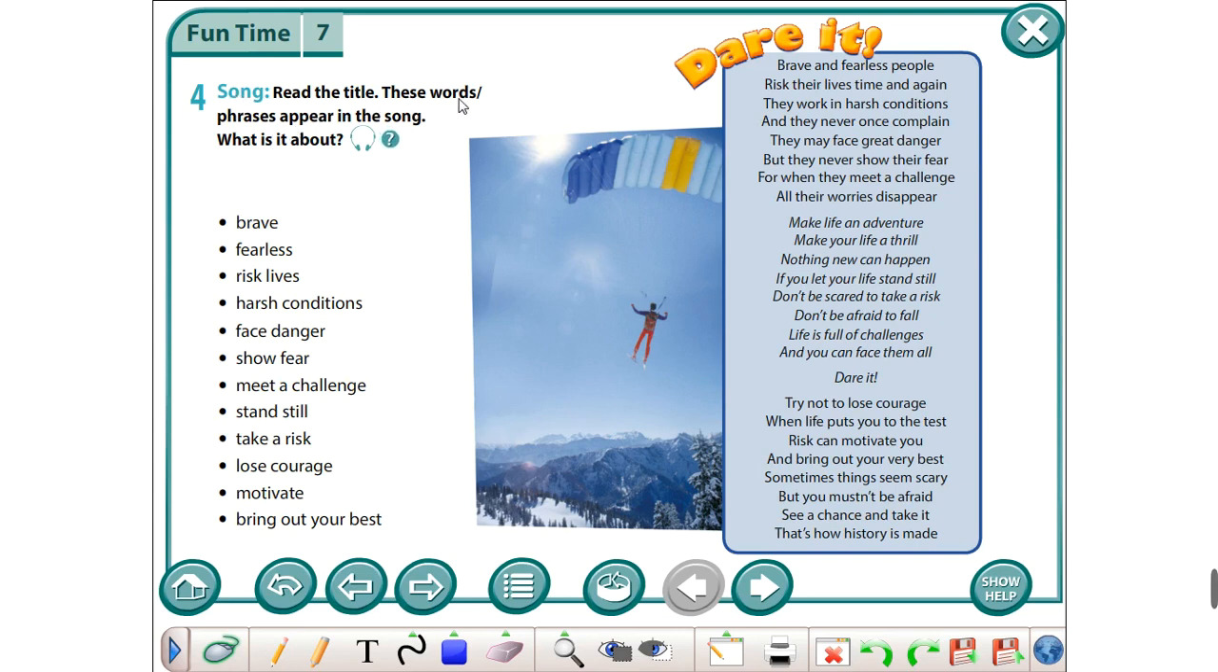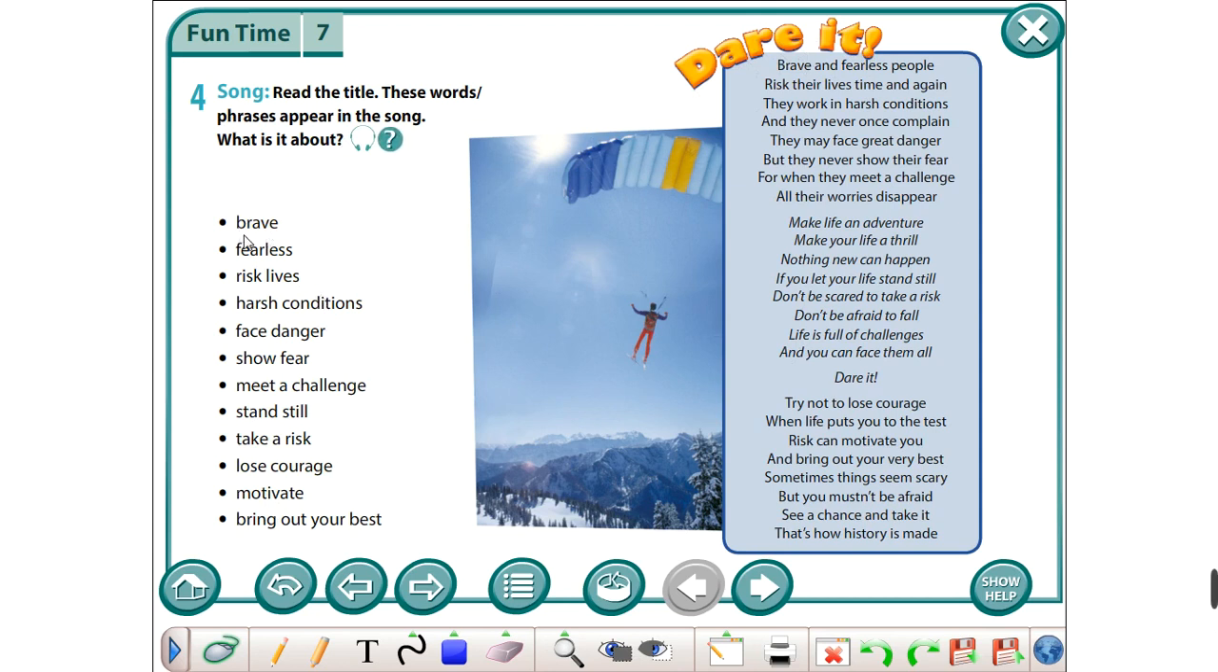Read the title. These words and phrases appear in the song. What is it about?